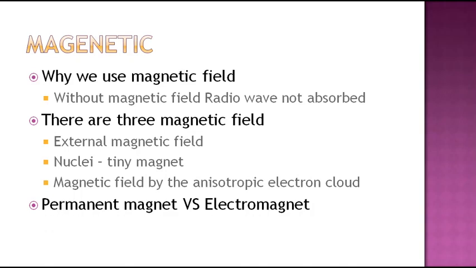When there is an energy level split, then only radio wave is absorbed. When radio wave is absorbed, it can go to the excited state, then it can relax, and all the processes can take place. Otherwise, there is no absorption, and therefore a magnetic field is essential in nuclear magnetic resonance.